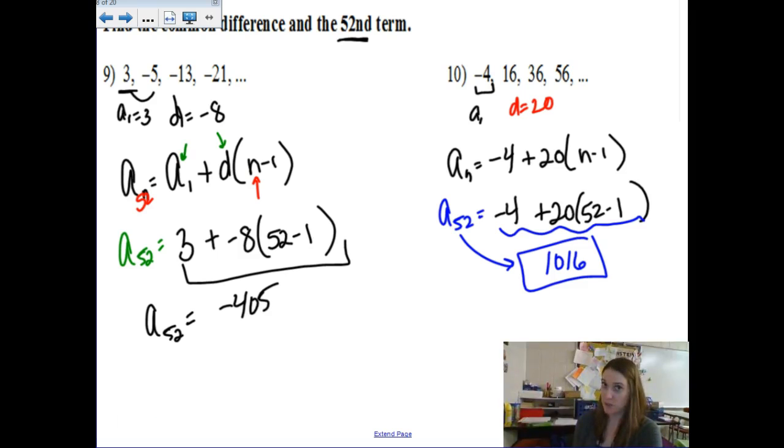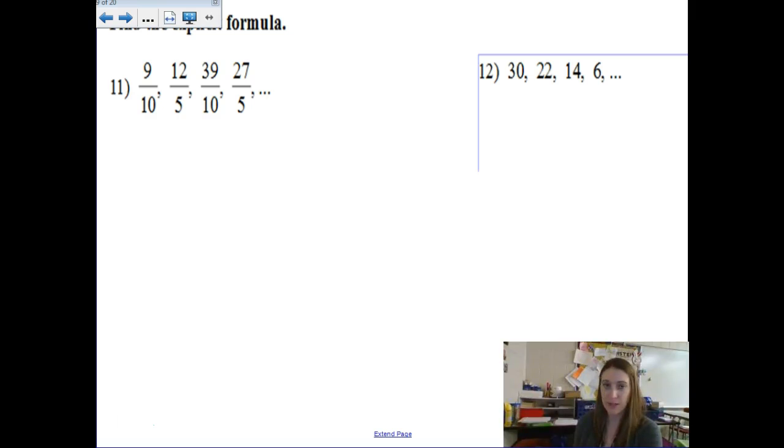Clearly, the way we don't want to do that question is to literally write out all 52 terms and try to keep the pattern going. That would be silly and a waste of your time.